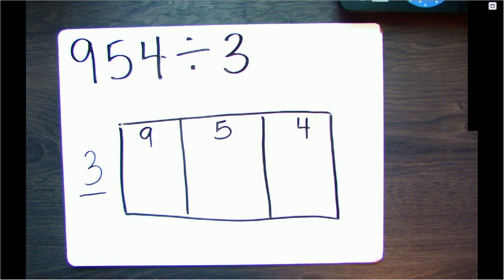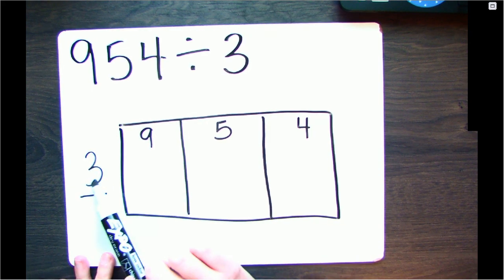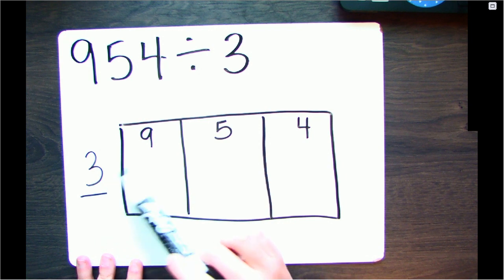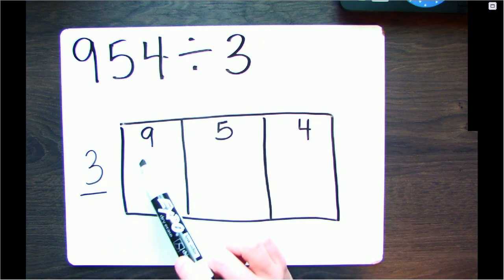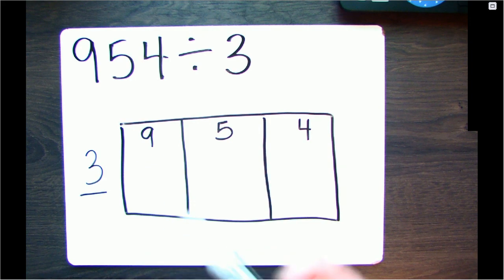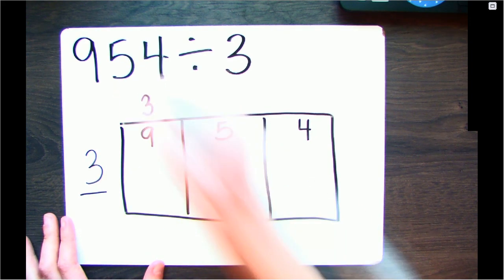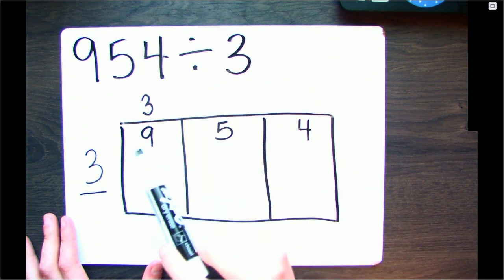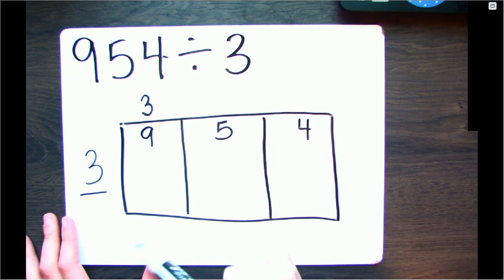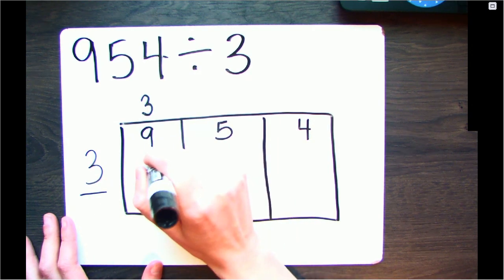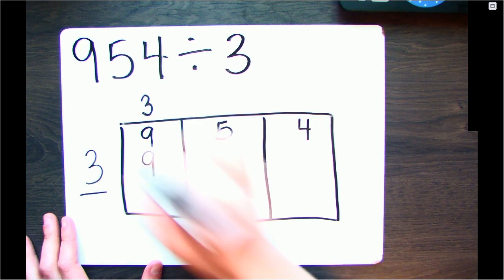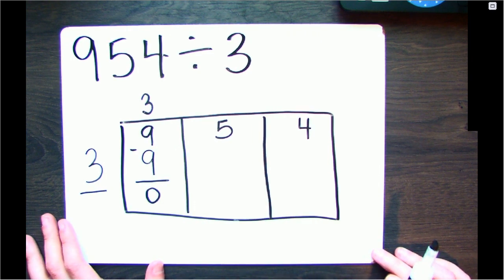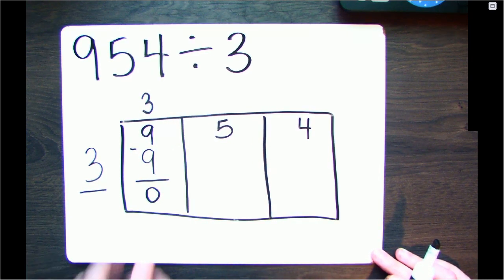So we are trying to figure out how many times 3 can go into 9, or 3 times what equals 9? Well, I know that 3 times 3 equals 9, so I'm going to write a 3 up at the top, above, outside of this box right here. And then I'm going to write what 3 times 3 equals. So 3 times 3 equals 9, and I'm going to write it under that 9 and subtract it. Because it works out evenly, I should get a 0. And now I have 0 left here.